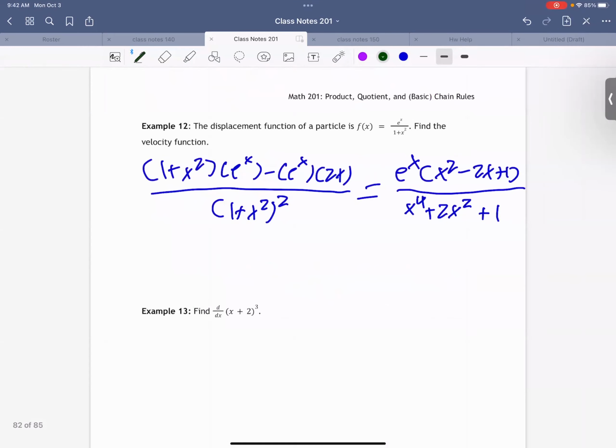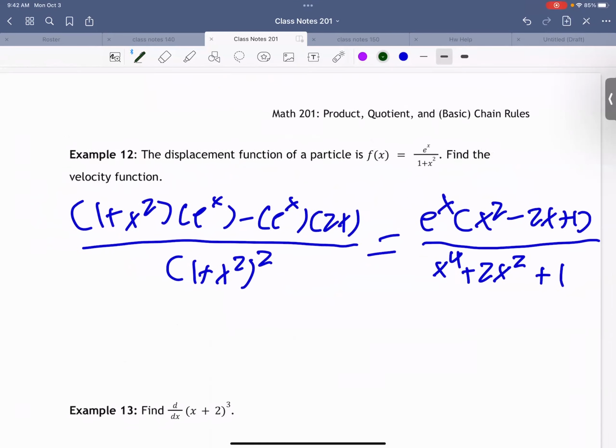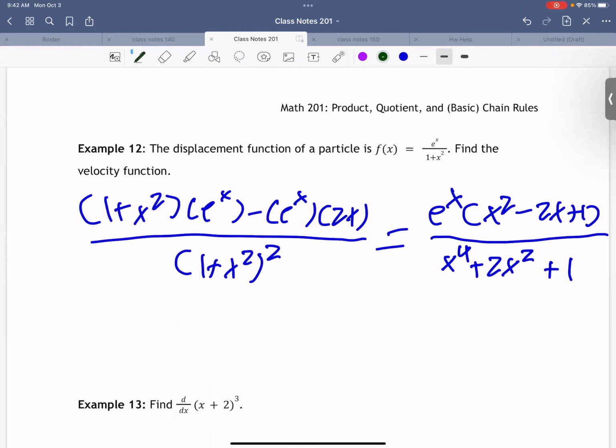Let's go to example number 12. Okay. This one is written in a weird way, but it's essentially asking us to find the derivative, right? The displacement is this function. The velocity is always the derivative, right? So whenever you're asking for velocity, we're asking for the derivative. Okay. Who wrote this one up? Jude, do you want to take us through your steps here?